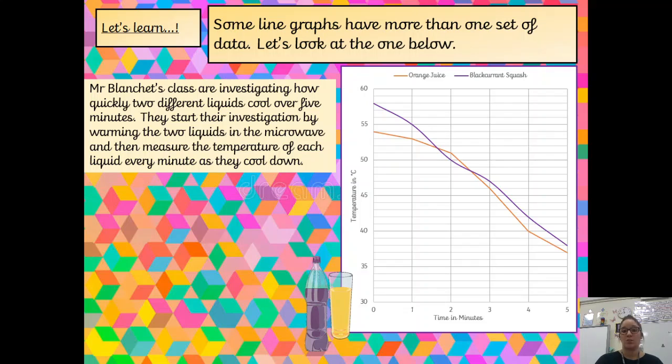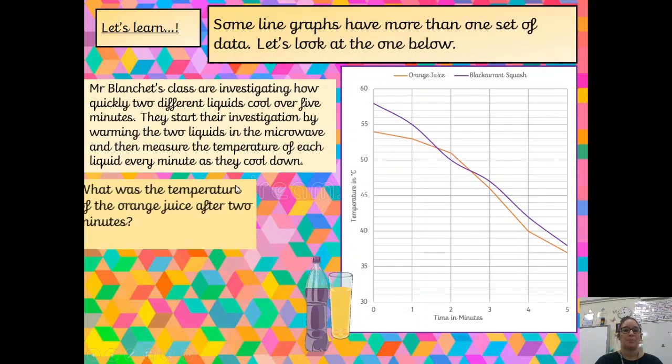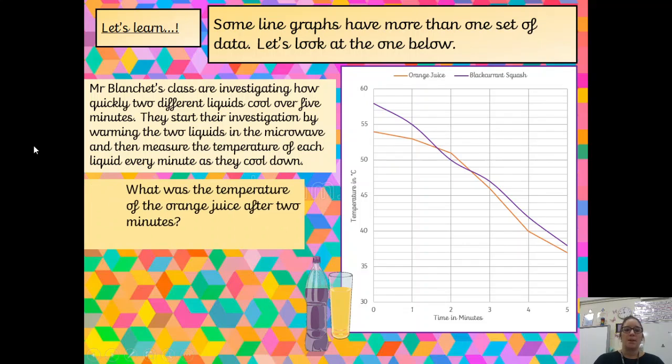Okay, the line graph hasn't got a title, so it's missing a title, so you can add that on if you like. I'm sure you can think of one, but it does tell us here in this box what we are measuring. So what was the temperature of the orange juice after 2 minutes? Now when we're looking at two sets of data, it's really easy to get confused.